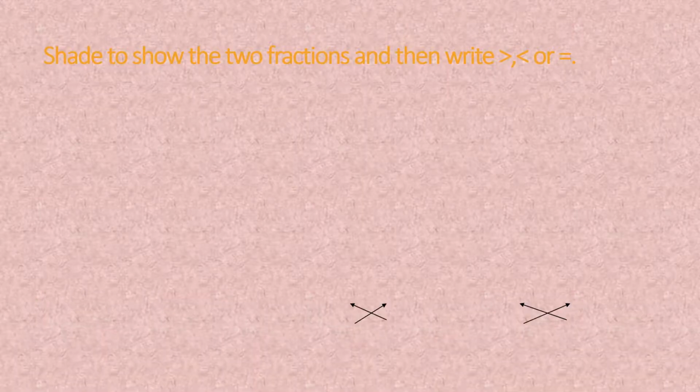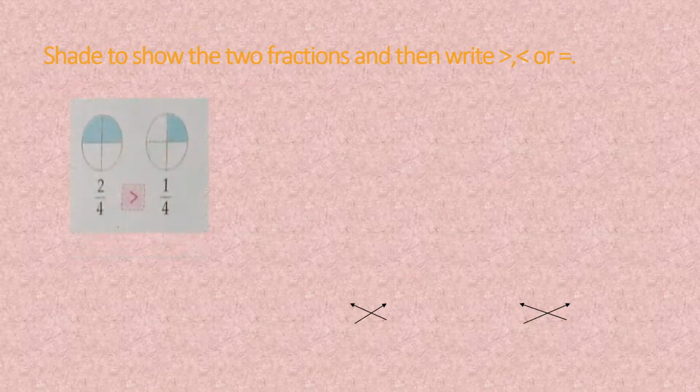Now children, we will do the exercise given on page number 102. Shade to show the two fractions and then write greater, lesser or equal. Okay children, now here again on the basis of comparison you have to tell which one is greater or lesser. Now see the first picture here.